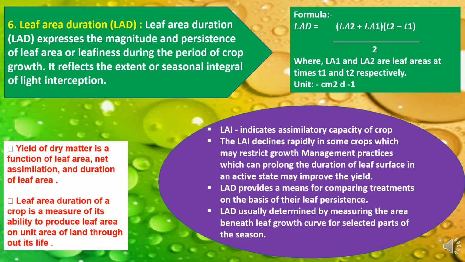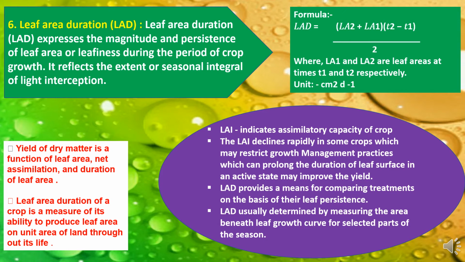Leaf area duration of a crop is a measure of its ability to produce leaf area on unit area of land through its life. If leaf area index is plotted against time, it produces a function that indicates assimilatory capacity of the crop during the period. The leaf area index declines rapidly in some crops, which may restrict growth. Management practices which can prolong the duration of leaf surface in an active state may improve the yield.